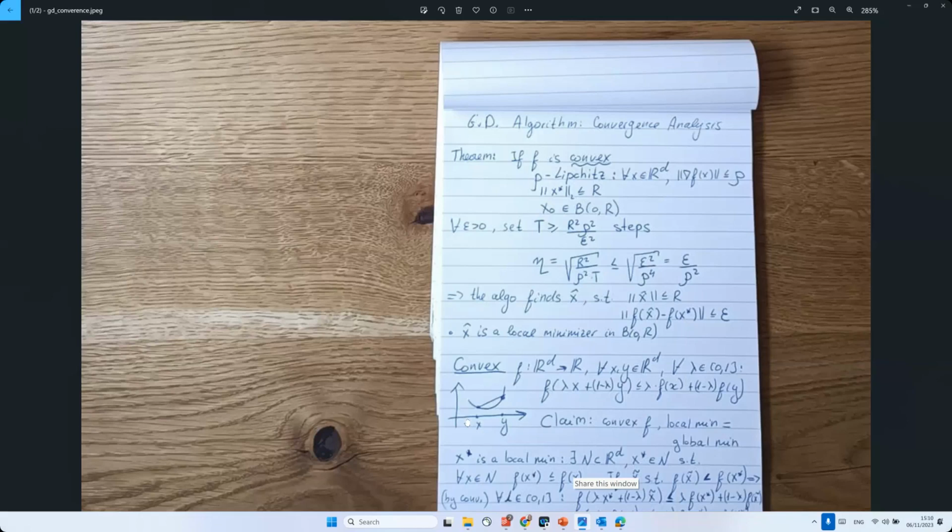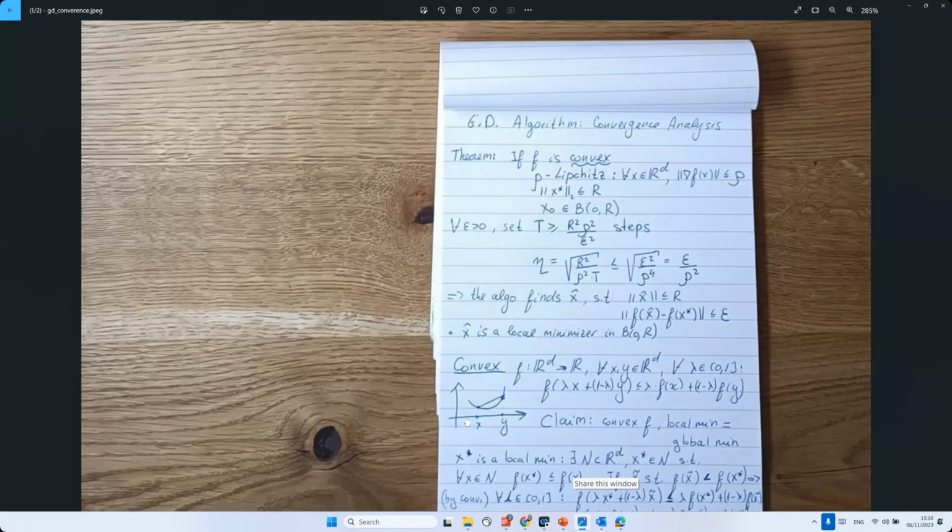we can now define any epsilon. You can define epsilon as 1 or 1 over 100, for example. So for any epsilon, if we set the number of steps t in the algorithm to be at least this number written here, which is r squared, the radius of the ball, times rho squared, where rho is the Lipschitz constant, divided by epsilon squared, the epsilon we chose. So all parameters here are defined at this stage.